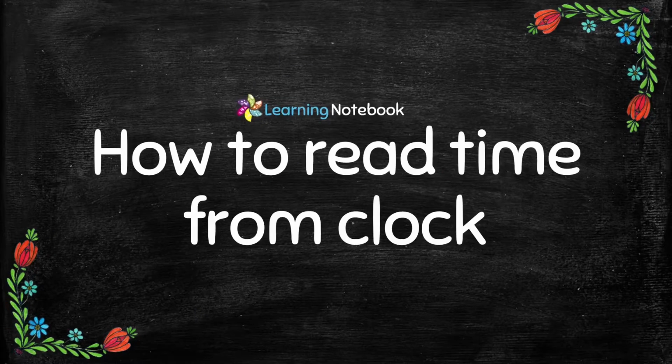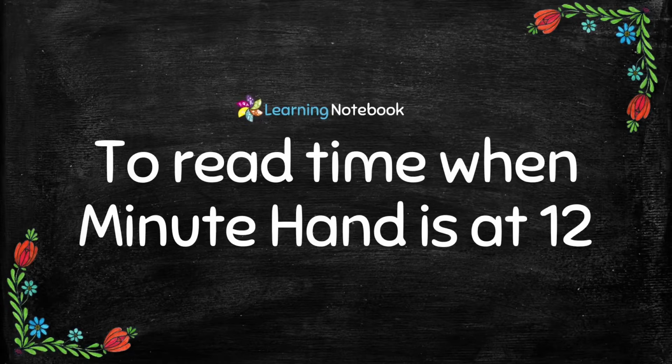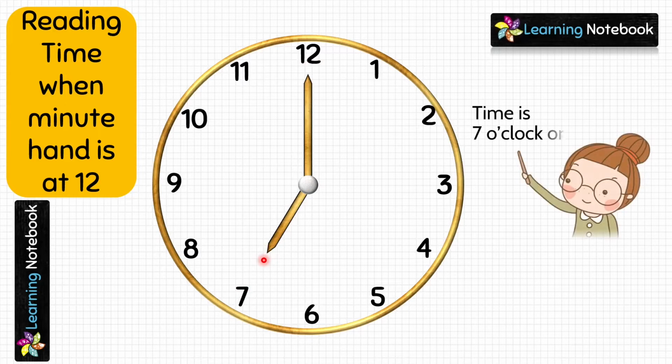Now let's continue and understand how to read time from clock. First we will learn how to read time when minute hand is at 12. Students, look at this clock. Here, the minute hand is at 12 and the hour hand is at 7. We read this time as 7 o'clock or 7.